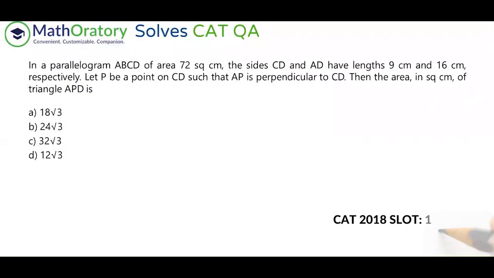Okay, so we have a parallelogram ABCD having an area of 72 that is given. The sides CD and AD have the lengths 9 and 16 respectively. So the lengths are given. And then there's a point P. So let me first draw the diagram. I'll just draw a random parallelogram to begin with.